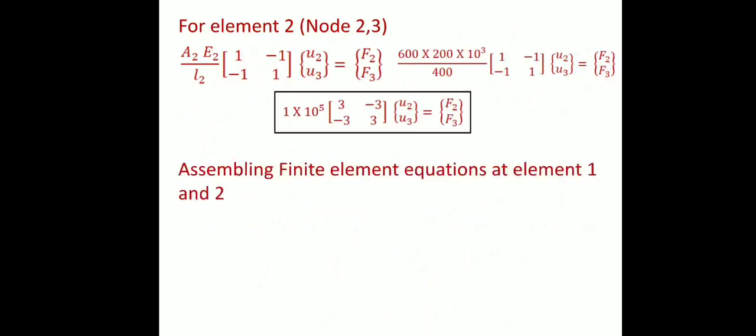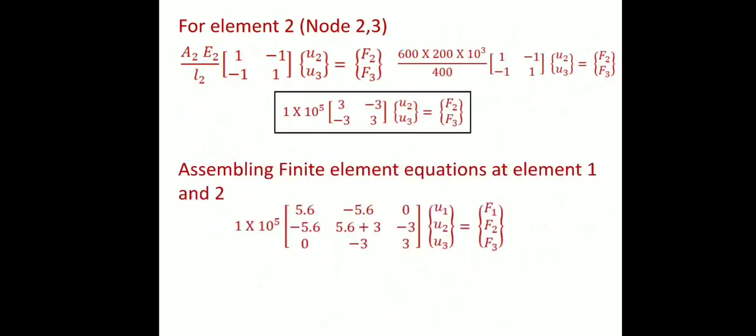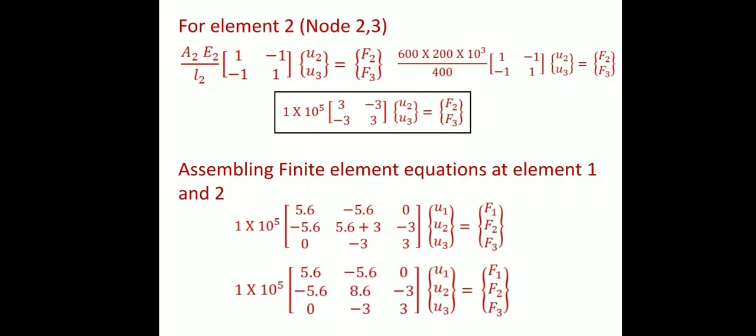Assembling equations of element 1 and 2, we will get 1 into 10 raised to 5 into, you can see this is for element 1 and this is for element 2. For element 1, 5.6 -5.6 -5.6 5.6, and element 2, 3 -3 -3 3. So the middle value will become 8.6. This will be the final finite element equation.